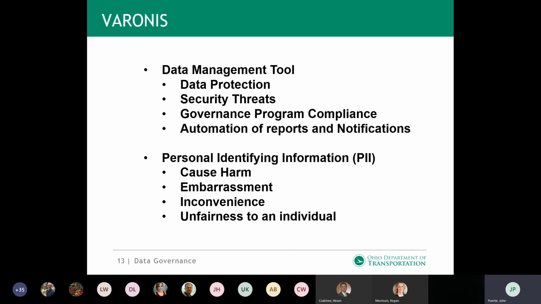The cool part is that we can add rules in the application based off some of the data governance standards and policies that we've created in order to help what we call cleanse the data. So Varonis itself is a data management tool. It protects your data and notifies you of security threats. You can add governance compliance rules to it, and it'll report on those and automatically send notifications to the right people based off the conditions that were met, in case there's some sort of issue. Again, as I mentioned earlier, we're talking about the idea of having that PII breached.